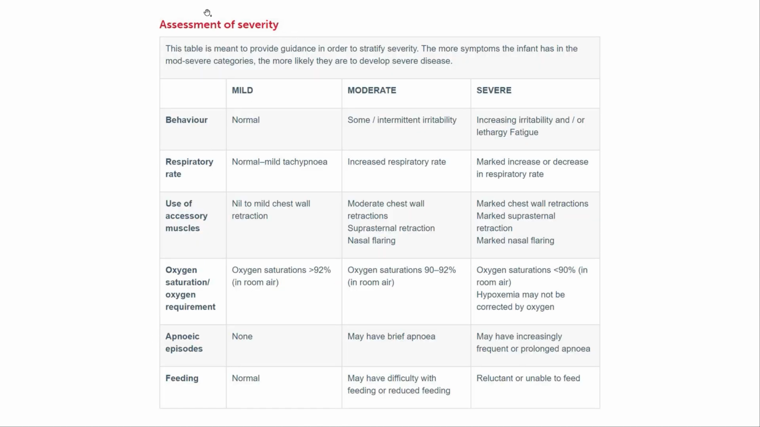So this is just a table from the RCH, Children's Hospital Guidelines, which are an amazing resource for pediatrics. There's mild, moderate, and severe. Severe cases might require alerting the ICU, whereas mild and moderate are very easily managed on a ward, and if it's mild with good oral intake and normal wet nappies, maybe they could even go home.